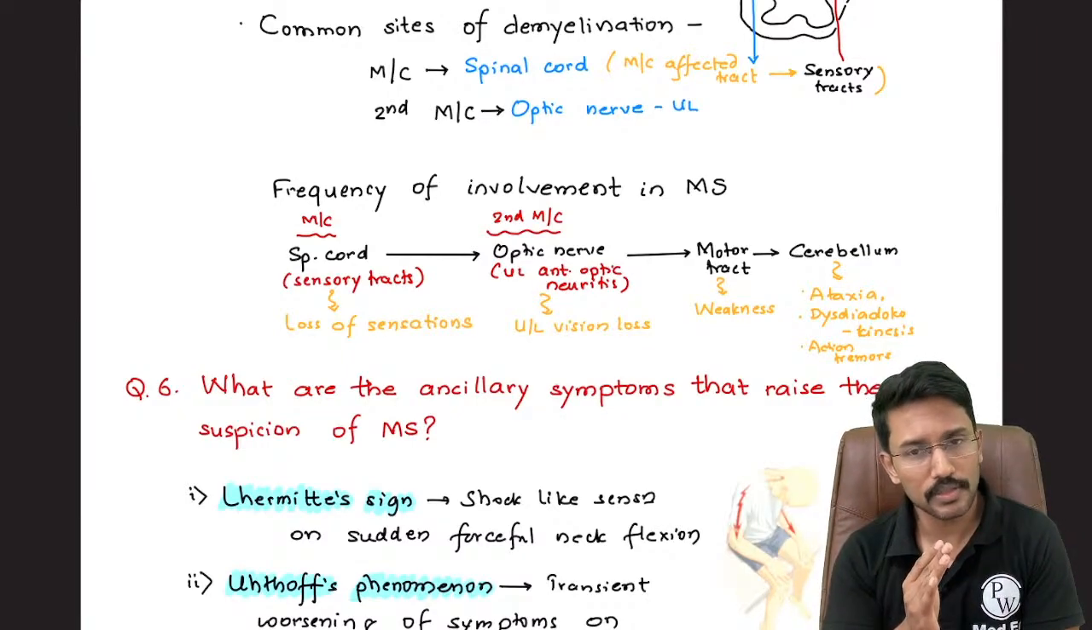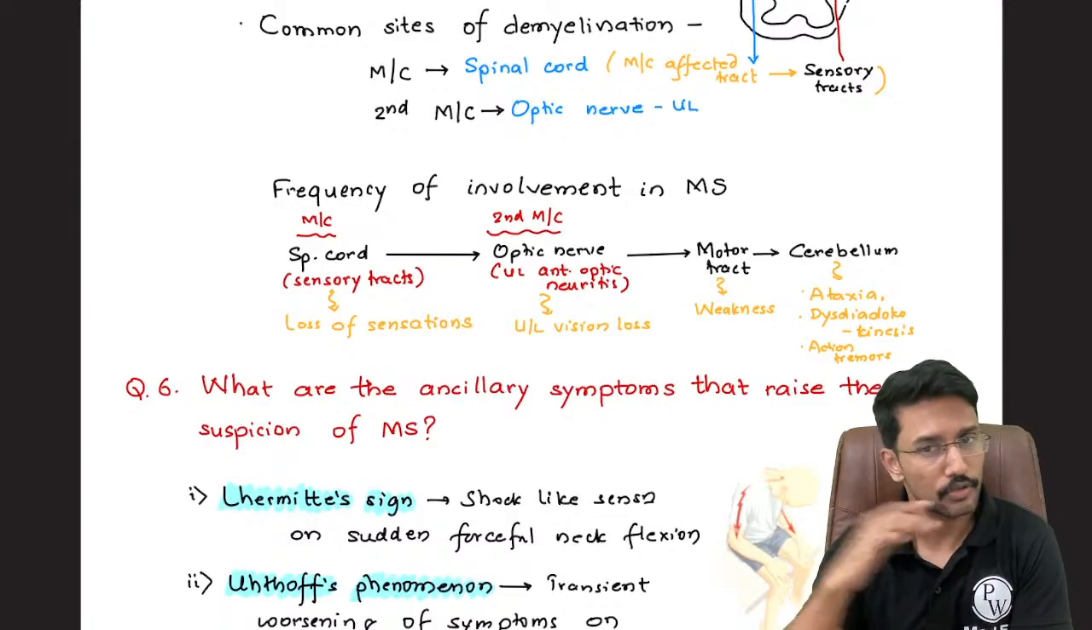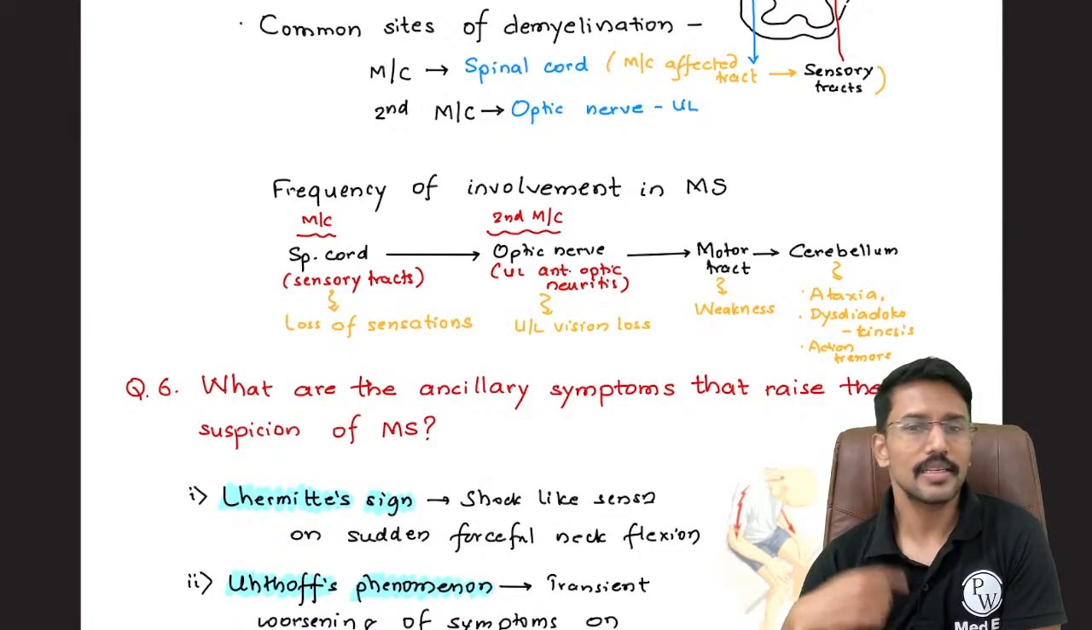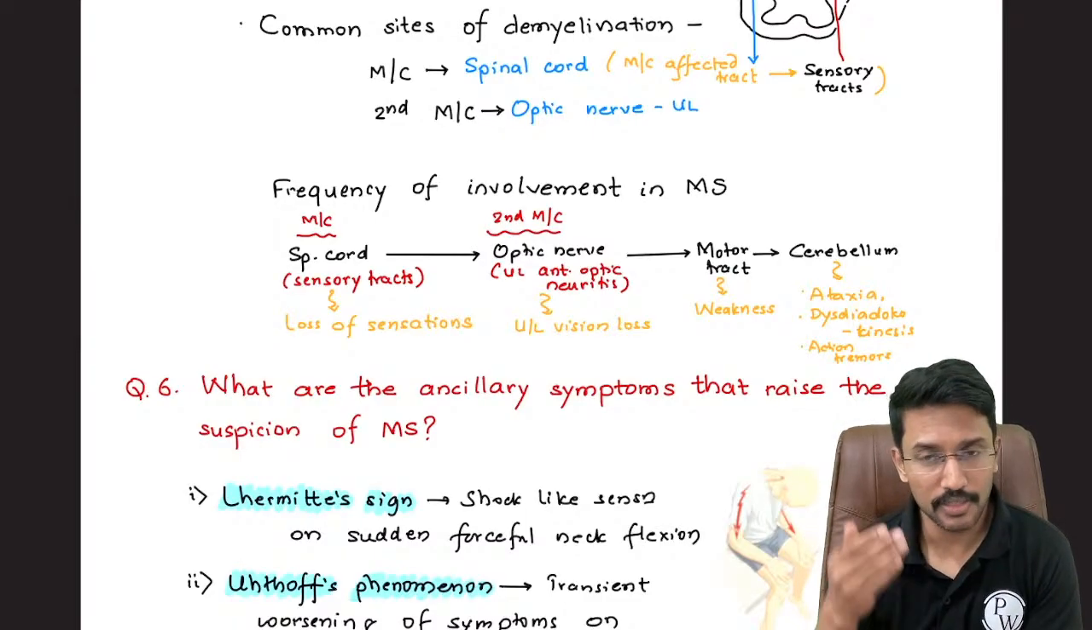In some individuals, the remyelination may not happen at all. In that case, I would have completely lost the vision. In some individuals, the remyelination is partial. And if the remyelination is partial, then recovery is partial.